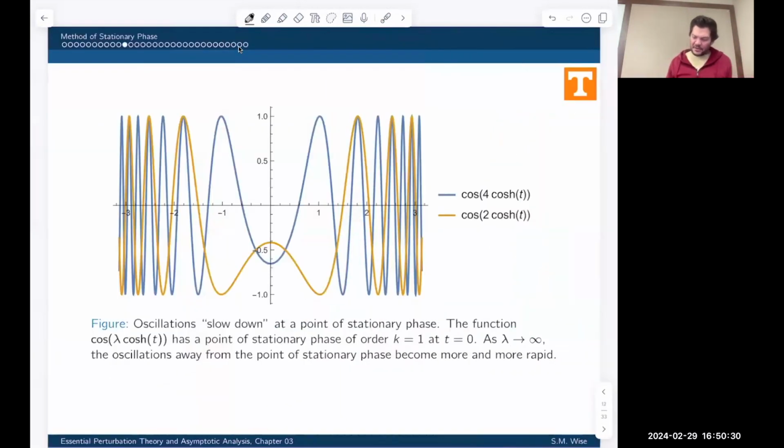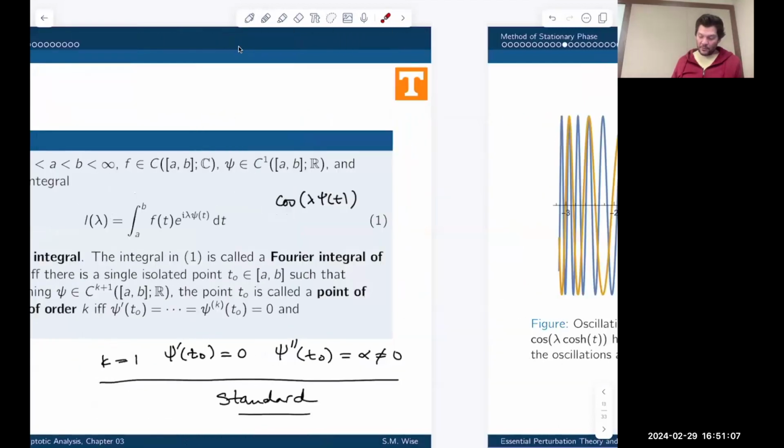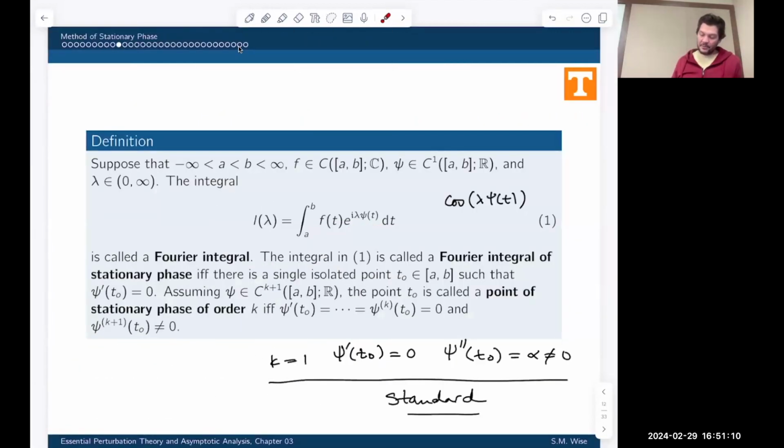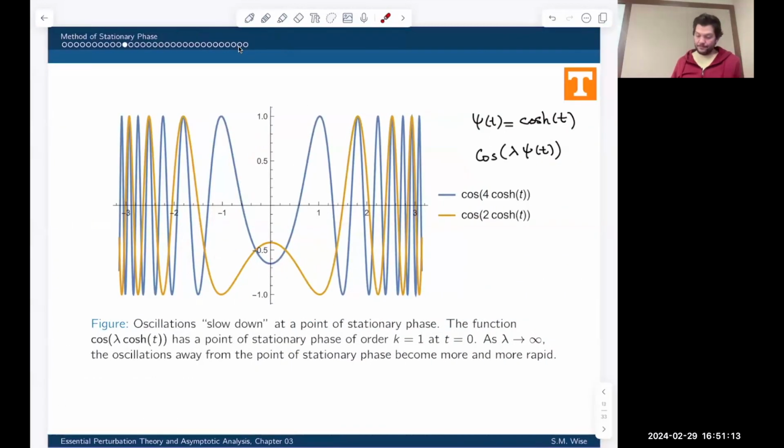So let's consider these two functions here. And remember, we're looking at cosine of lambda psi of t. So here I'm taking psi to be the cosh of t. Okay, no problem. So would an integral that has this as its integrand be a Fourier integral of stationary phase? Yeah, it is. We could take the real part of one which has this complex exponential, but basically you get the idea.